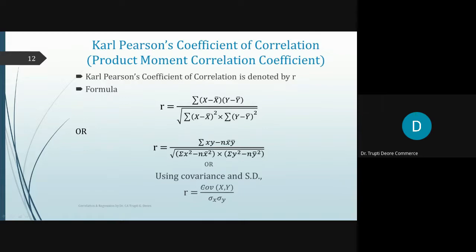So if they have given you the data of summation, SDX and SDY, and the covariance or data available for covariance, then you will just calculate the covariance of xy and divide by SDX and SDY. You will get the r value, that is the correlation coefficient.